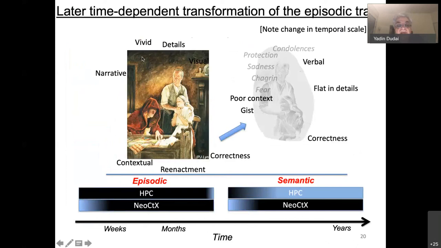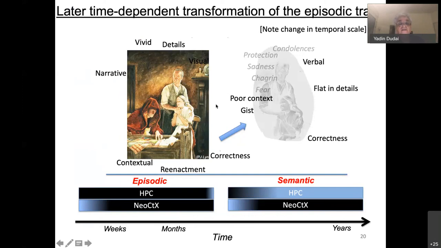It was an episode which was a narrative, vivid, with details, contextual. You can reenact it, retrieve it, reactivate it. You can judge its correctness later. I just used here a very nice painting, I think it's the magic teller. This is called episodic, and we know what parts of the brain are important. So acquiring this takes a few seconds, this is present time, but it will remain like that, with the ability to remember vivid details and narratives, for days and weeks, in some cases even up to months.